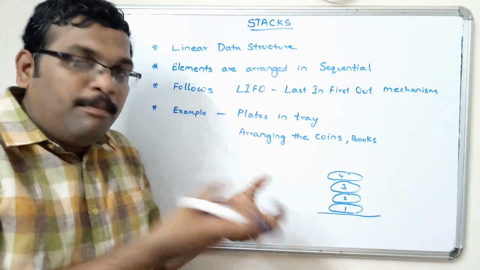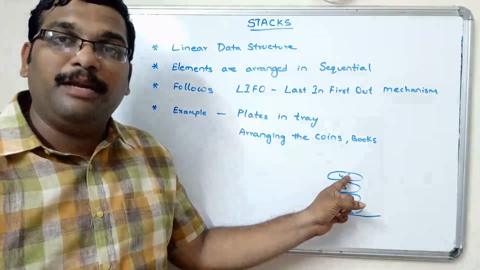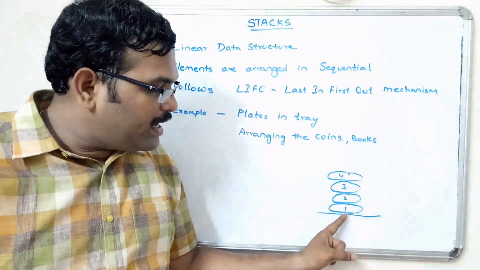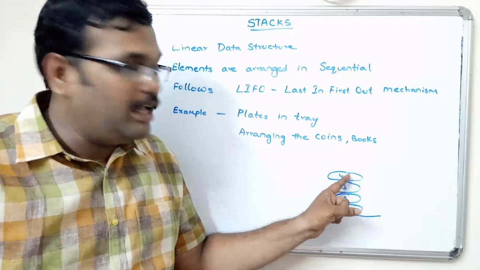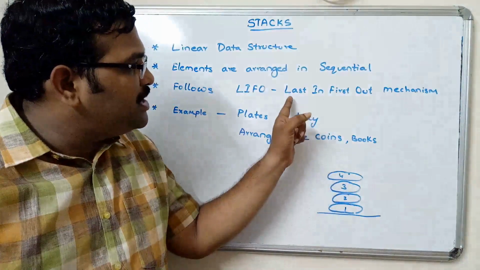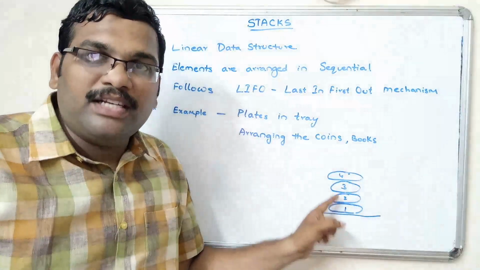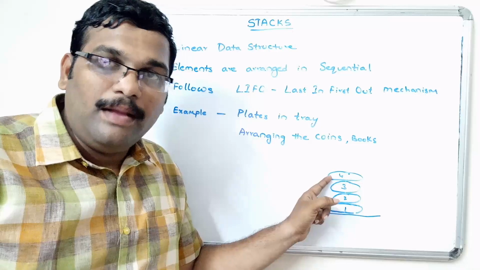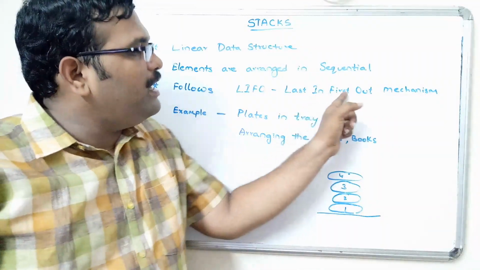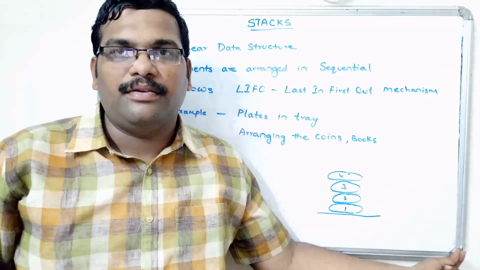If you want to remove a plate, which plate should be removed first? The fourth plate should be removed first. We can't remove the first plate. That means whatever the element which is inserted last, because in these 4 plates, the element inserted last is plate 4, that should be out. That means that element should be removed first.